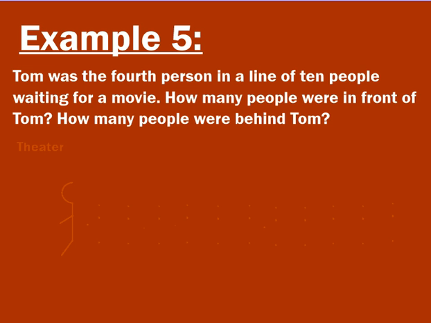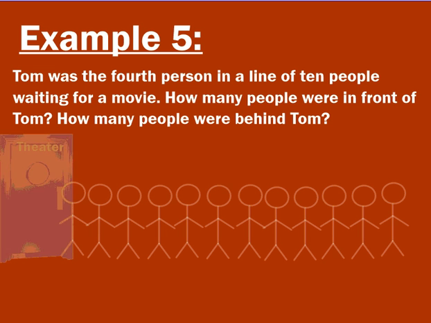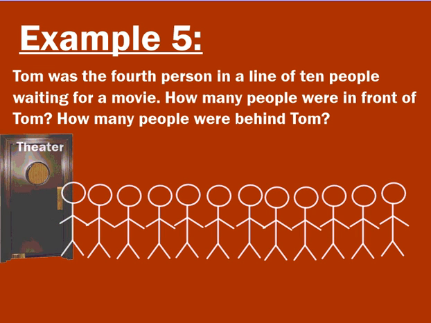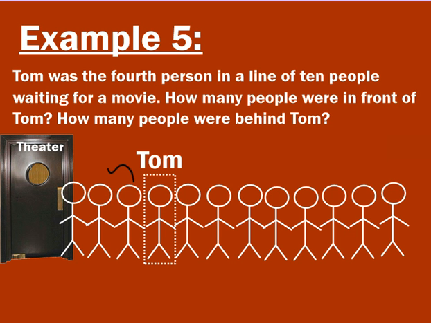Tom was the fourth person in a line of 10 people waiting for a movie. So here's Tom right here. Tom is the fourth person in a line. How many people were in front of Tom? So don't be mistaken that, oh, he's the fourth in line, so there's 4. Draw your picture and you'll see that there are only 3 people in front of Tom. And how many people are behind Tom?